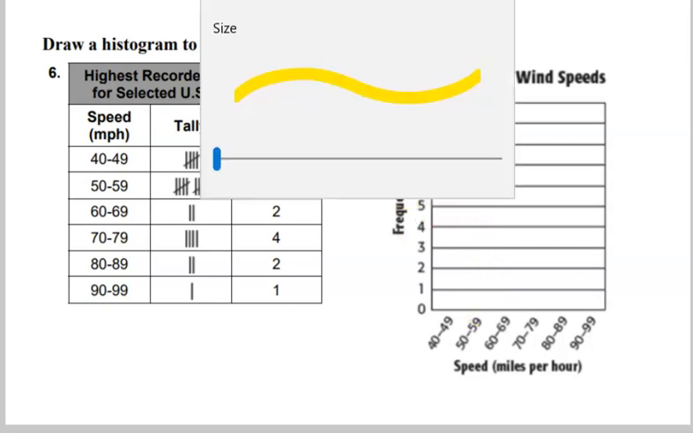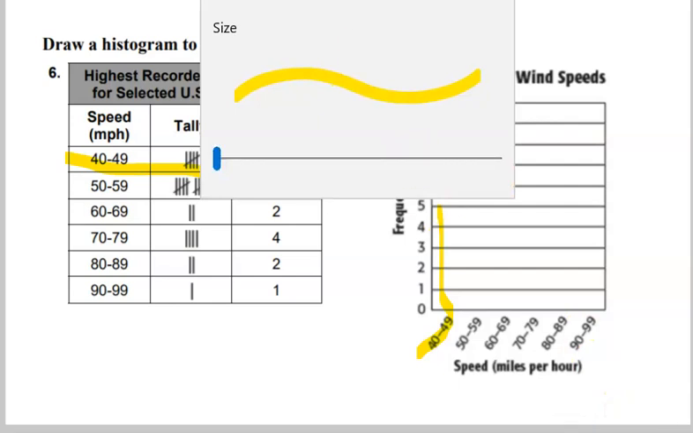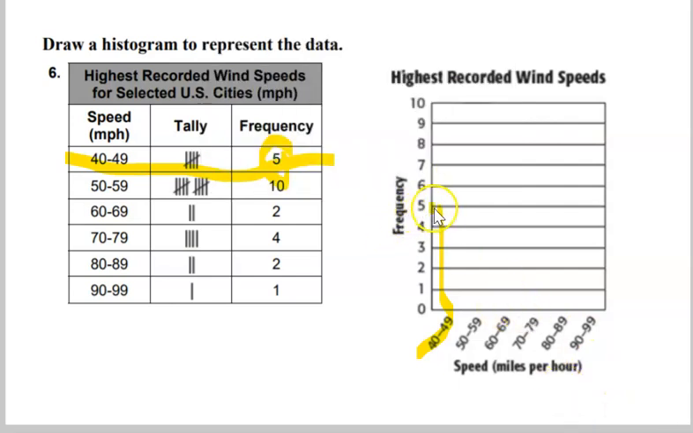So I'm going to start with a highlighter because it makes my life so happy. My very first interval is 40 to 49. So right here where it says 40 to 49, I'm going to go up 5. So I start here and I go up 1, 2, 3, 4, 5. Then I'm going to create just a little bar. Let me make that line a little straighter. A little bit better, not too bad. And then you can color it in, and that represents that little bar. Super easy. That's all you have to do.